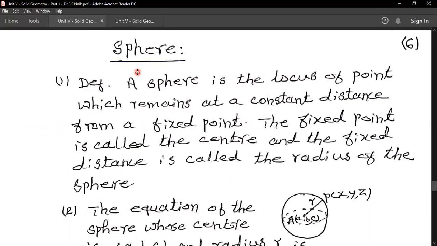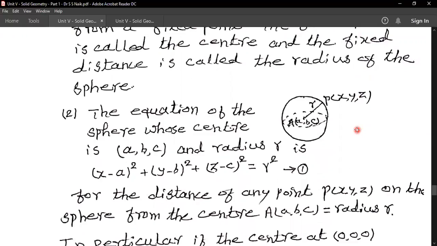Definition: a sphere is the locus of a point which remains at a constant distance from a fixed point. The fixed point is called the center, and the fixed distance is called the radius of the sphere. We'll find different equations of the sphere depending upon the conditions.